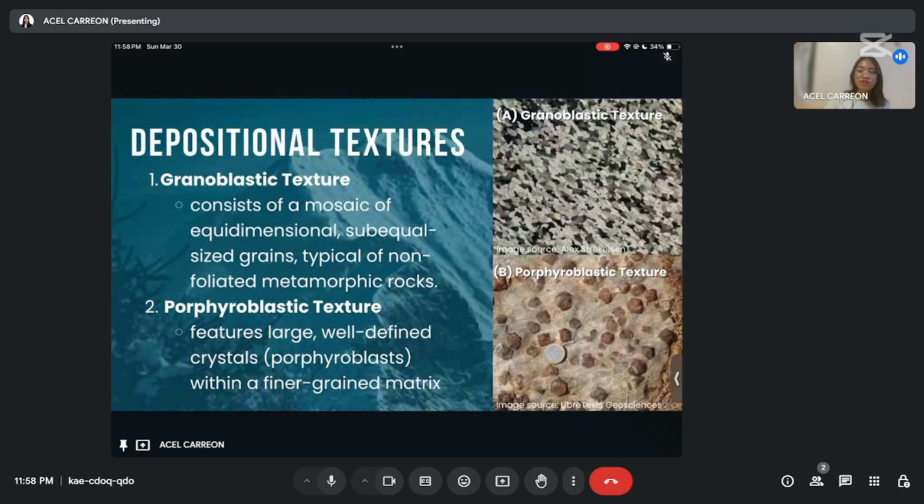For the depositional texture of skarn deposit, we have granoblastic to porphyroblastic texture, where granoblastic texture is characterized by a mosaic of equidimensional subequigranular grains, typical of non-foliated metamorphic rocks, and porphyroblastic textures are those that feature large, well-defined crystals, which we call porphyroblasts, within a finer-grained matrix.